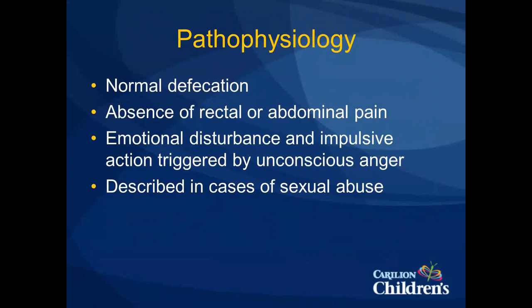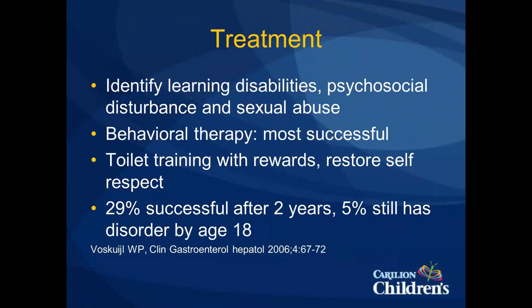You see that in autistic patients also. So identify learning disabilities, psychosocial disturbance, et cetera. The sad part is that they're difficult to treat. 29% of them will be successful at 2 years, but 5% will still have the problem at age 18.